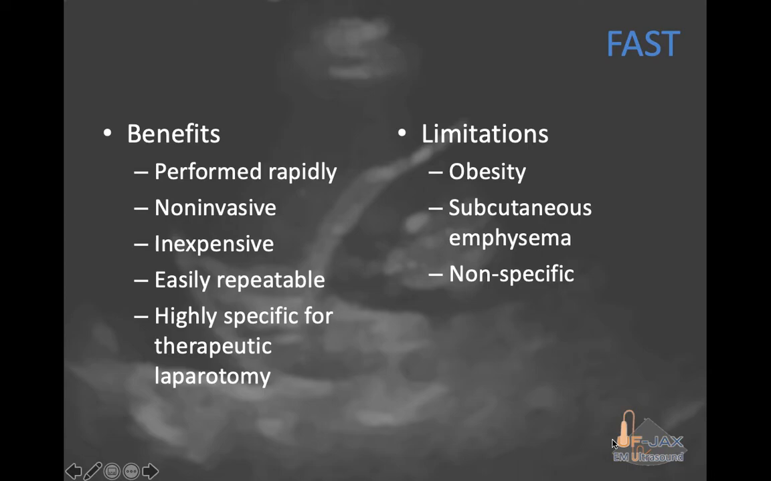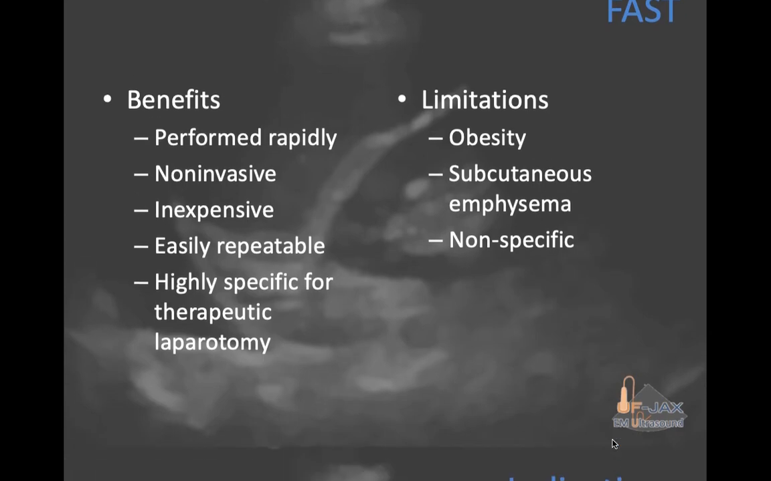The FAST exam has both pros and cons. It can be performed quickly, it's non-invasive, and it can be repeated easily if the clinical scenario should change. It is also highly specific for the need for a laparotomy. The big drawback of the FAST exam is that it's non-specific. Therefore, the fluid that you see in the abdomen could be blood or it could be ascites in a patient who has liver failure. It's also limited by body habitus and if there's any subcutaneous air.